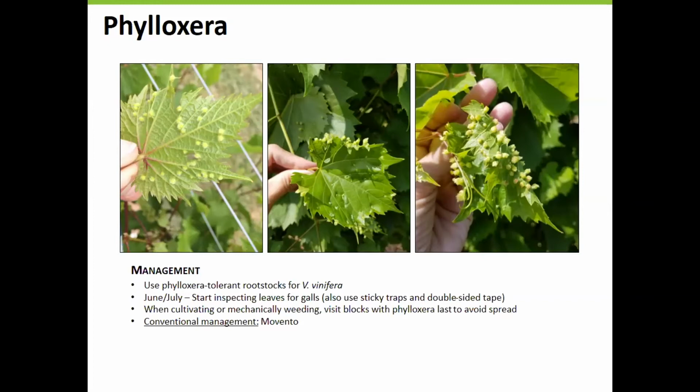So you should have already been inspecting your leaves for galls. There are other options for doing that. If you're worried, sticky traps, double-sided tape on the trunk. If you have a decent hand lens, you can actually catch them moving up and down the trunk. So a couple tips, if you're cultivating or mechanically weeding, my advice is any block with phylloxera, wait to the end to do that block to avoid moving anything that might be in the soil into another block. You can use the traps.